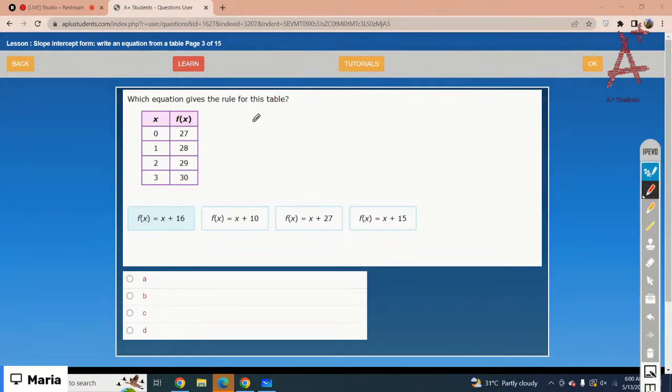Okay, the next one is, just calculate the slope. X is 0, y is 27, and just calculate the slope and y-intercept. So I'm going to use these 2 points to calculate the slope. It would be m equals 28 minus 27 divided by 1 minus 0. So 28 minus 27 is 1. It would be 1 over 1. That means the slope of the graph is 1.